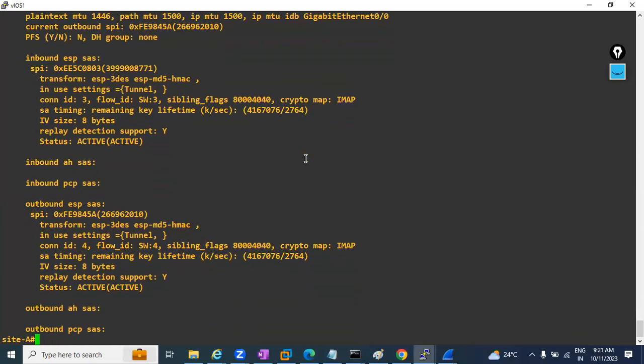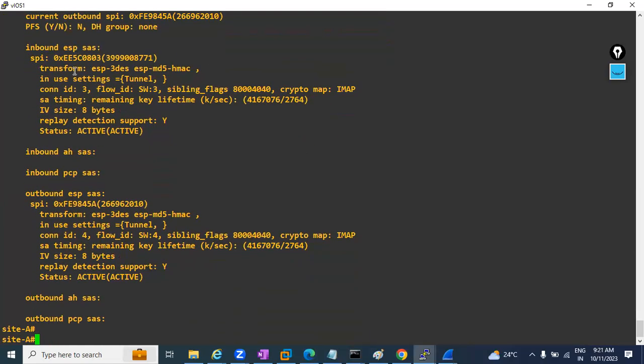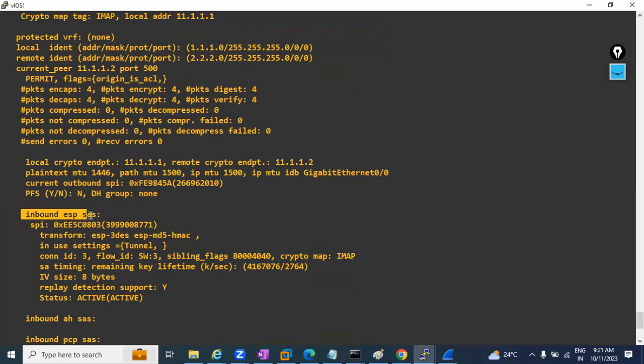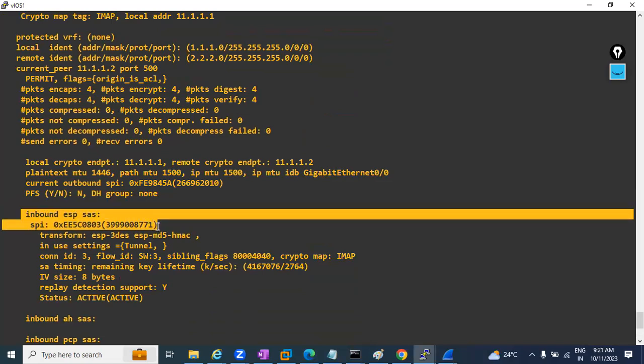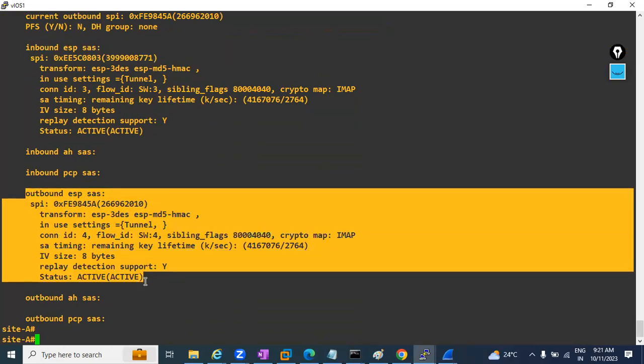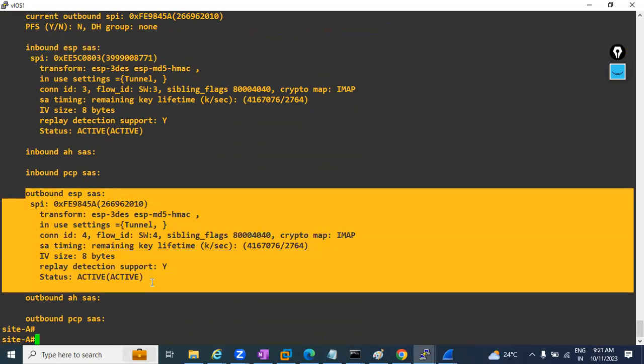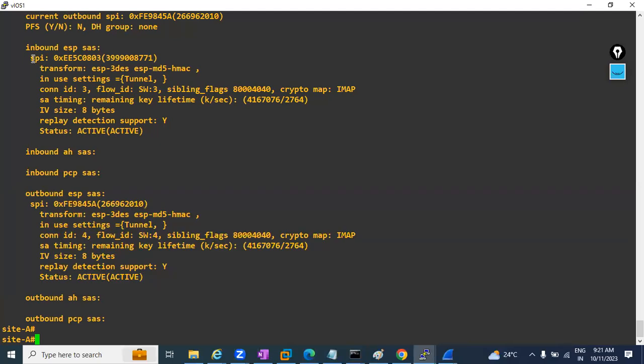Okay. So this is my inbound SPI, which is going to be used to decrypt the packet when I receive it from the other side. And this is my outbound SPI, which I'll use to encrypt my data here. So in this, we have the concept of SPI. This is the SPI value here. This is the transform set. This is the tunnel mode.